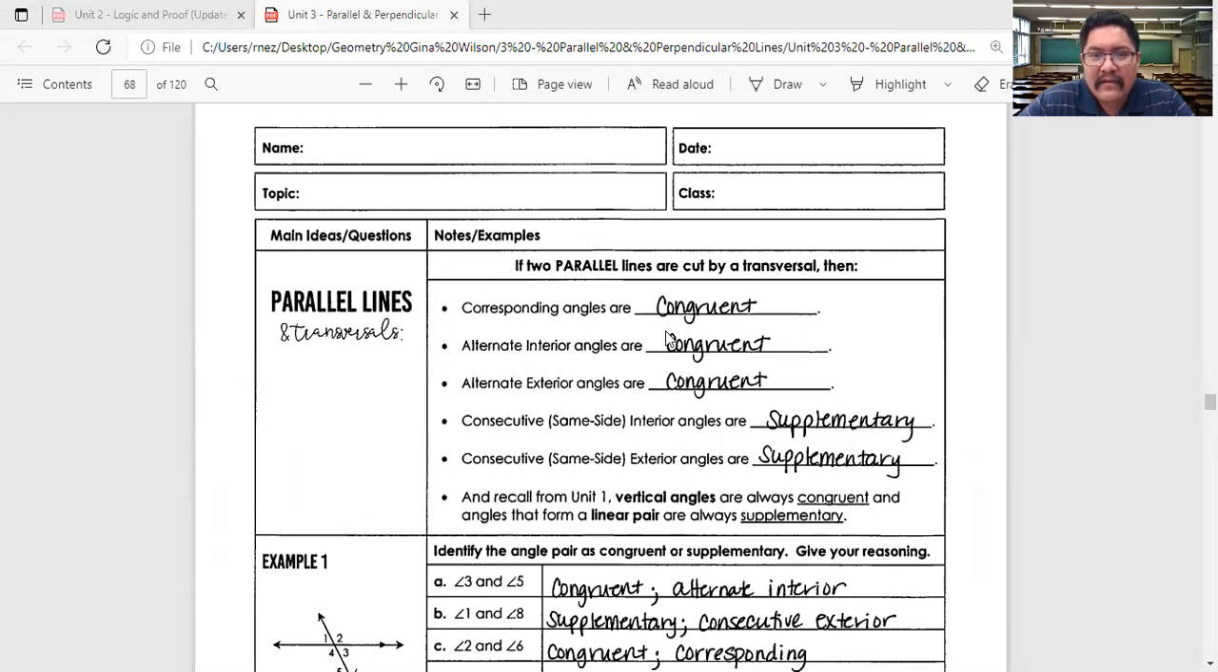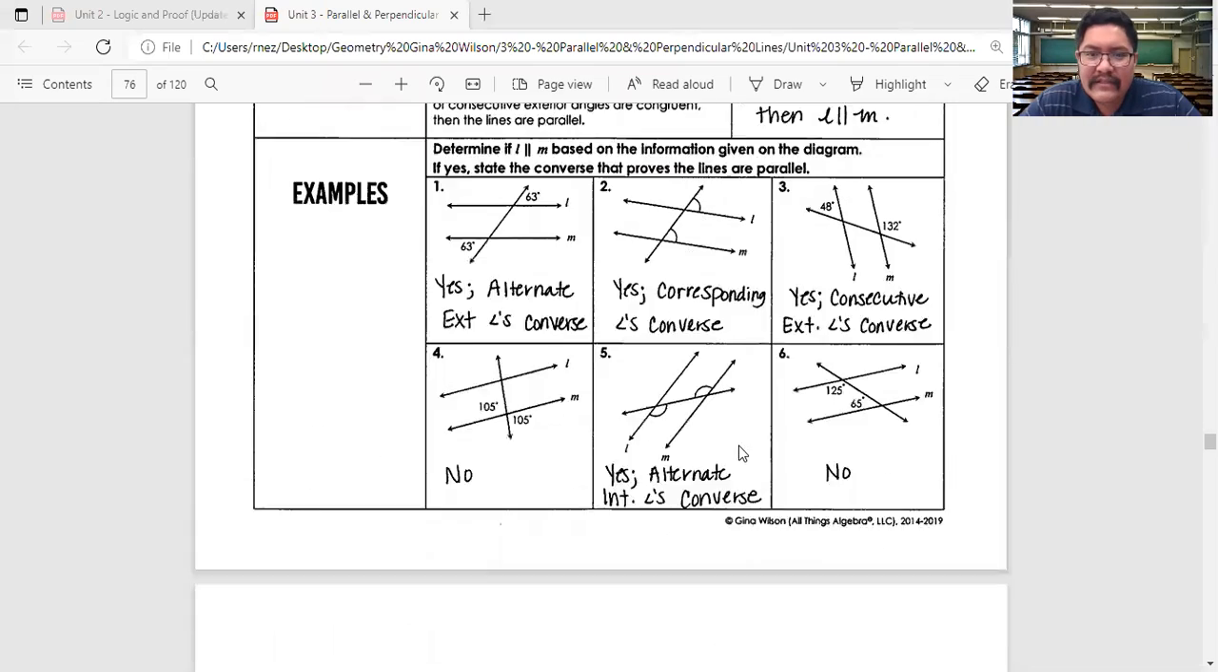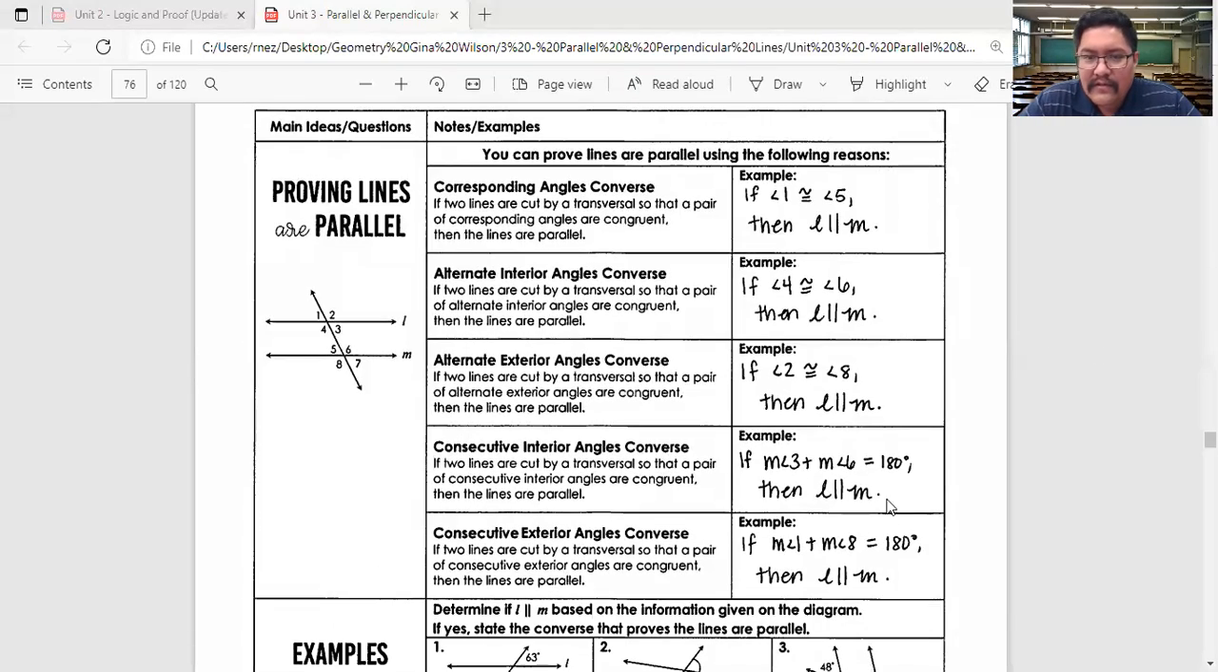See, corresponding angles congruent, alternate interior angles congruent, alternate exterior angles congruent. And then here we have those other ones, consecutive interior angles, consecutive exterior angles. So both of those are supplementary. And if we come down here, it's basically that same definition, right? Those bottom 2 come out to be 180. These ones here prove corresponding or congruency. Okay, so that's it for the basics.